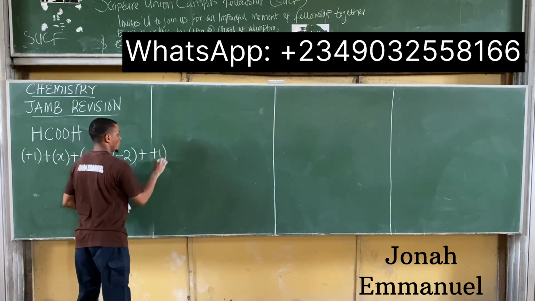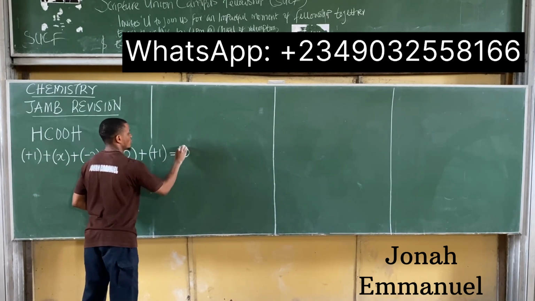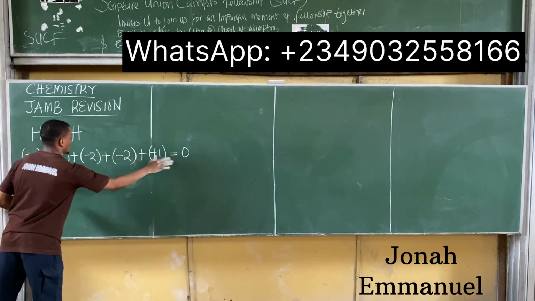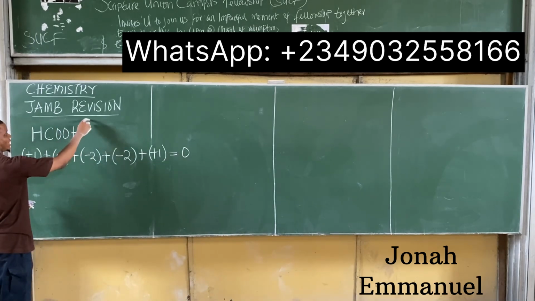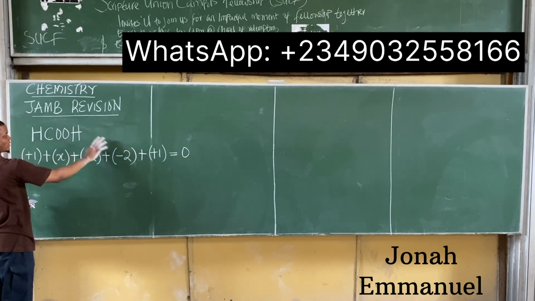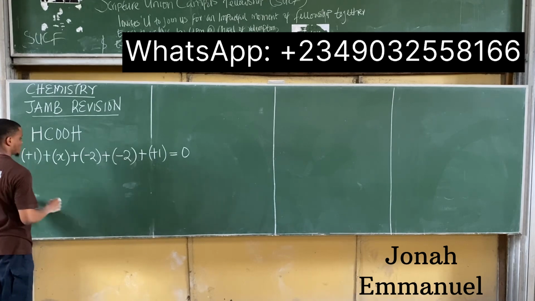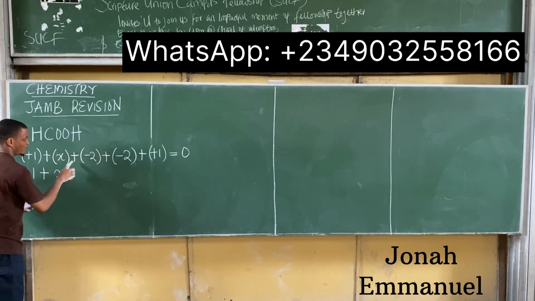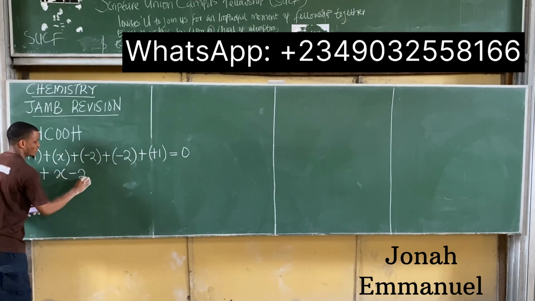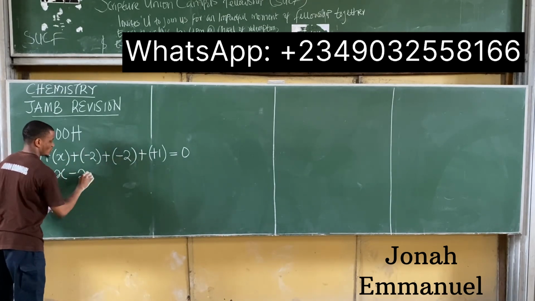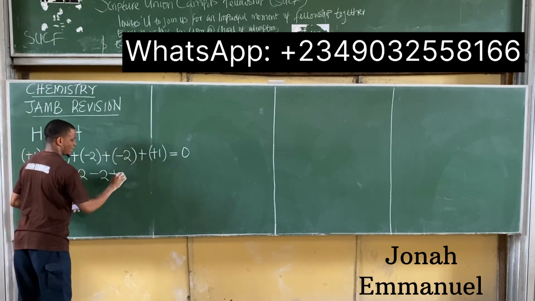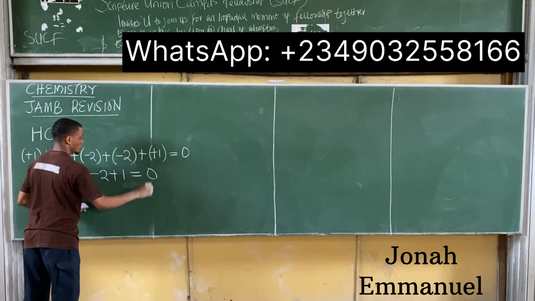So +1 is equal to 0. All right, it's equal to 0 because this is a neutral compound. There's no charge here, plus or minus. So it's neutral, so it becomes equal to 0. So work this out and find the value of x. This becomes 1 plus, this becomes x. Plus -2 is -2. Plus -2 is -2. Plus is plus. Bring down 1 equal to 0.